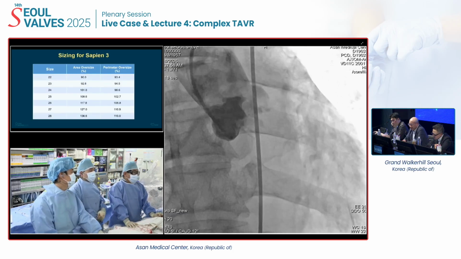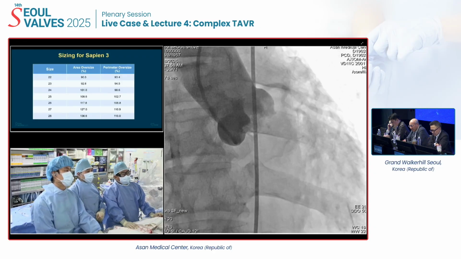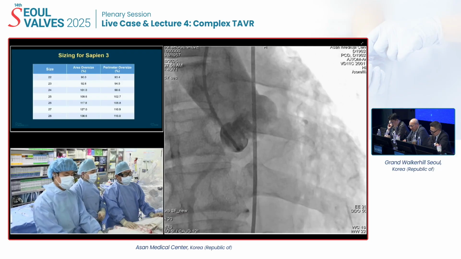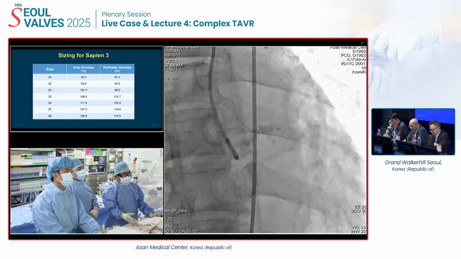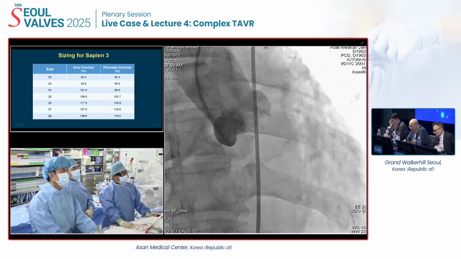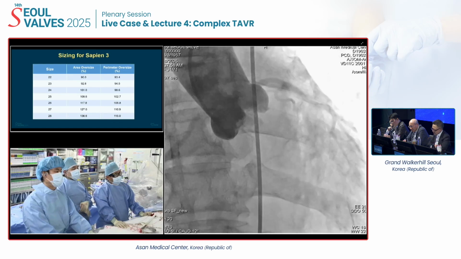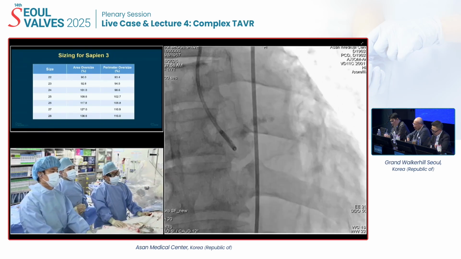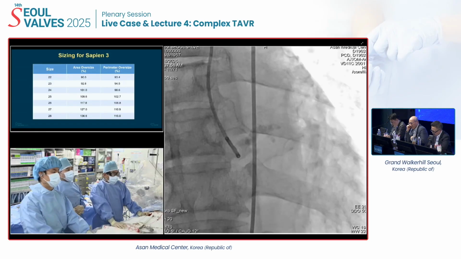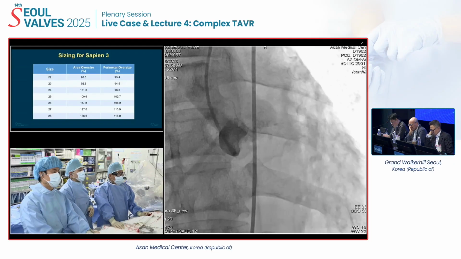So the device size selection is very tricky in this patient. In addition, this patient is relatively young, 68 years old. Frankly speaking, the patient visited two other hospitals. Our recommendation was to have aortic valve surgery, but he refused. Several times we persuaded him to go to the cardiothoracic surgeon, but he refused. So finally, after discussion with the patient and doctors, we decided to do the TAVR.